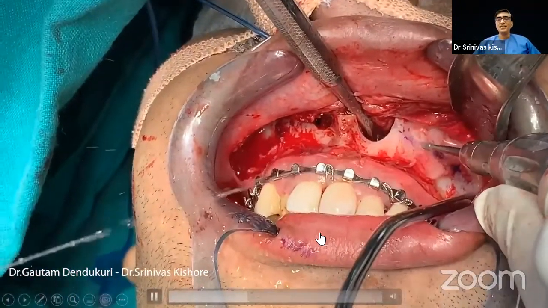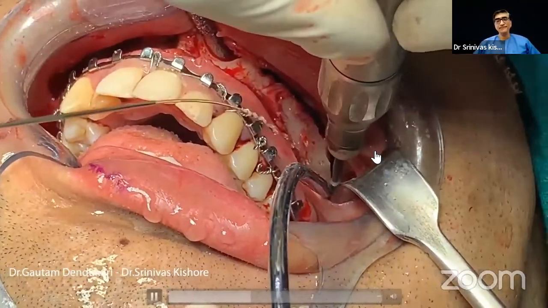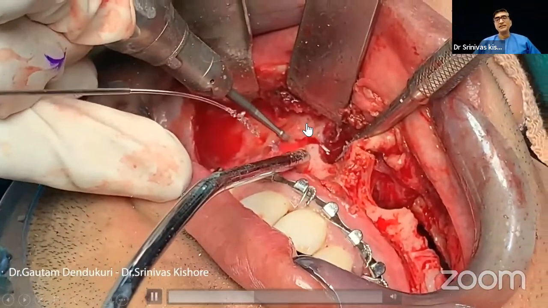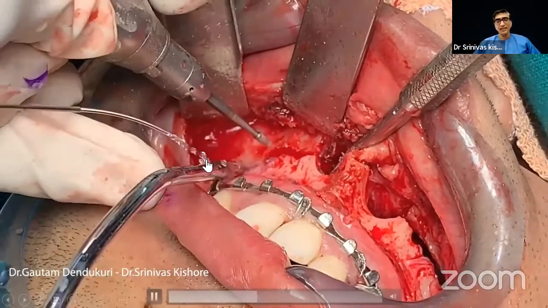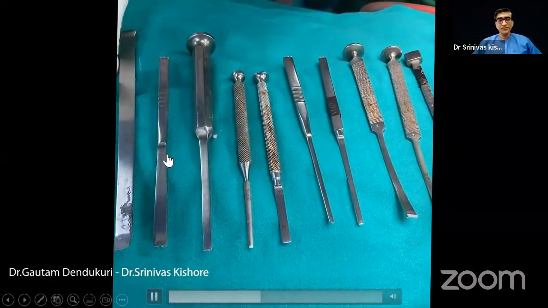And again, using a fissure burr, we're doing a Le Fort 1 osteotomy. So first on the left side, now we're doing the right side. Once that is done, these are all the different instruments that we use.